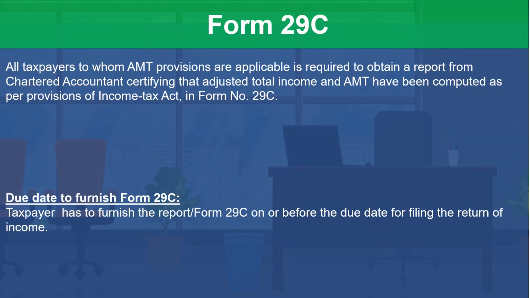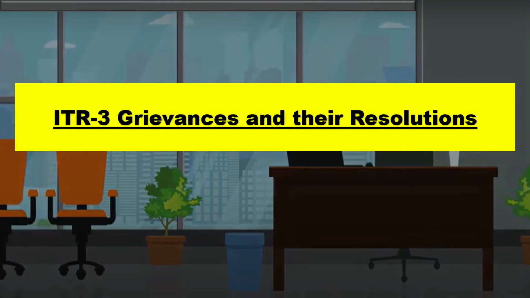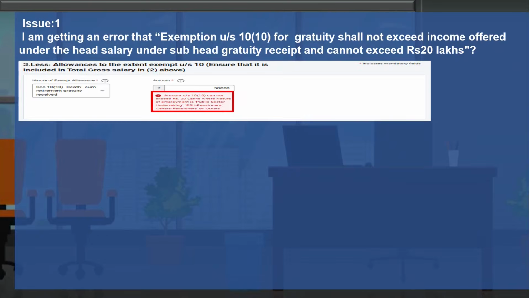Taxpayers are required to furnish Form 29C on or before the due date of filing income tax return. Let us now look at some of the frequently raised grievances by the taxpayers regarding Form ITR 3 and their resolutions. Taxpayers have reported that they are getting an error that exemption under Section 10 subsection 10 for gratuity shall not exceed income offered under the head salary under subhead gratuity receipt and cannot exceed rupees 20 lakhs.